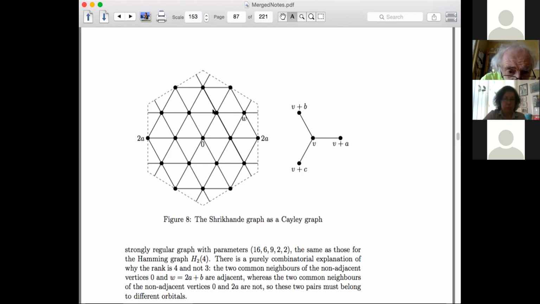the common neighbors of naught and W are adjacent to each other. Say the common neighbors of naught and 2A, which are this vertex and this vertex, they're not neighbors of each other. So it's immediately clear that the automorphism group of this graph, which is the same as the automorphism group of the map, has to have rank 4. And you can see the whole automorphism group here. You can see the dihedral group of order 12. It's much more visible than in the square picture.